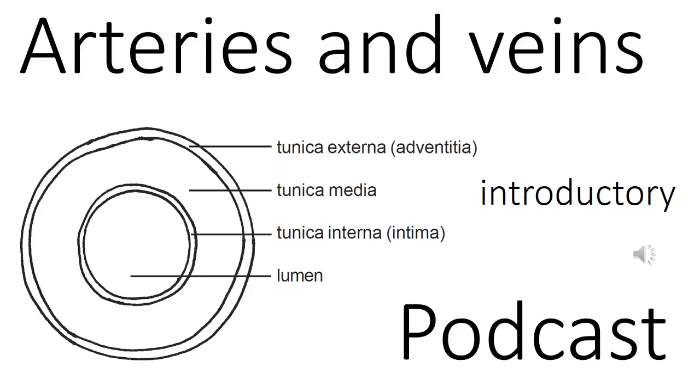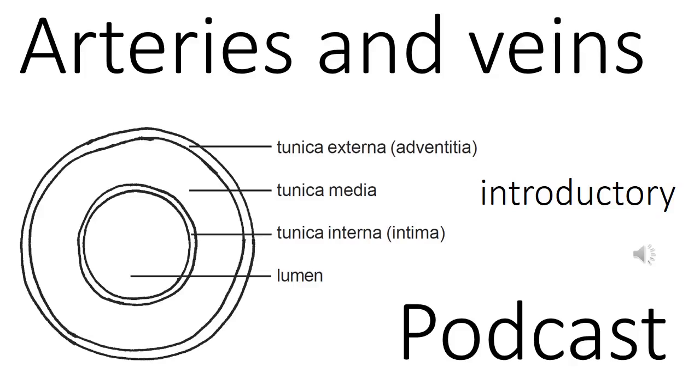So we have three main layers. We have the tunica intima or the tunica interna, which is the inside layer. Then we have the tunica media, which is the middle layer. And then we have the tunica externa, or sometimes called the tunica adventitia, which is the external layer. But always in the middle, the hole down the middle is called the lumen. And of course, the lumen is the key point of an artery or a vein because the blood flows through the lumen in the middle of these tube-like vessels.